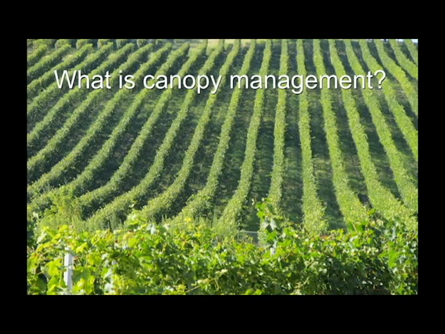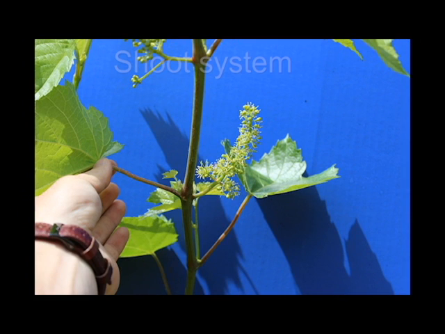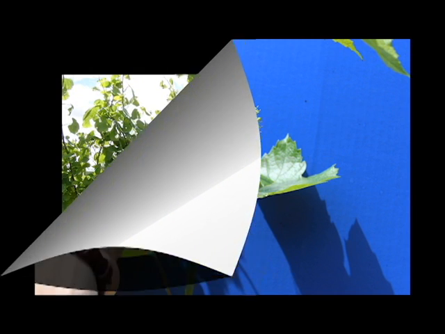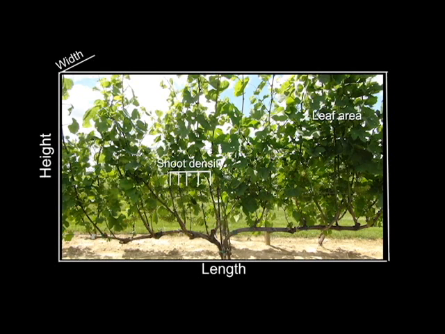To fully understand the concept of canopy management, we must first understand what the vine canopy is. The vine canopy is the shoot system, which includes the stem, leaves, and fruit clusters, and is described by its length, height, width, leaf area, and shoot density.